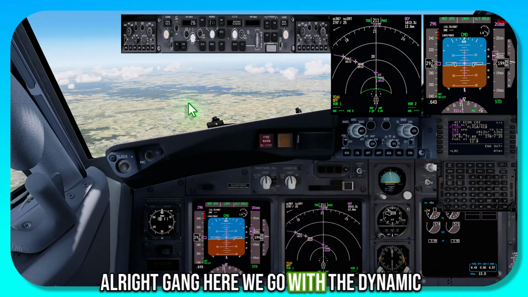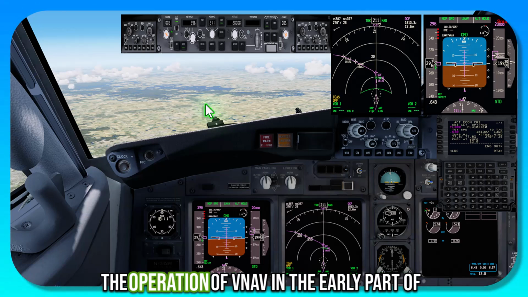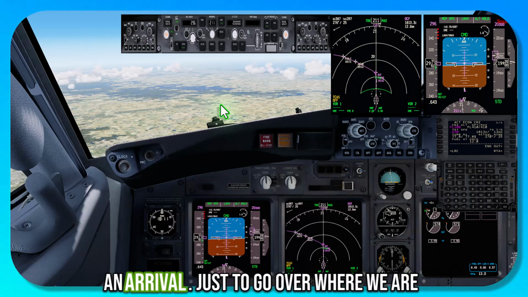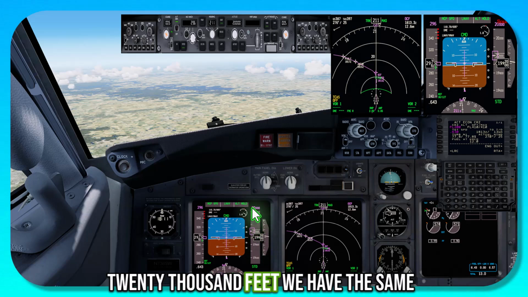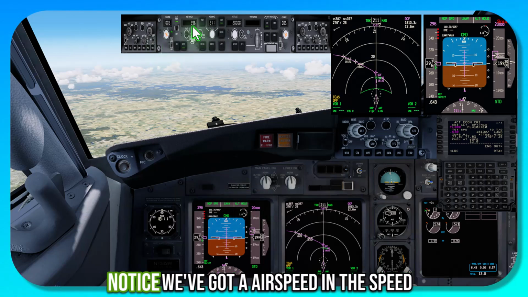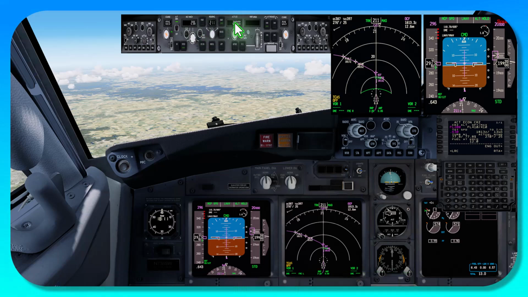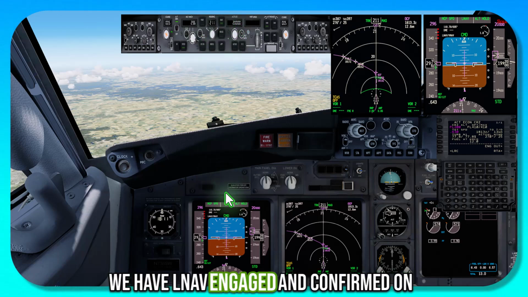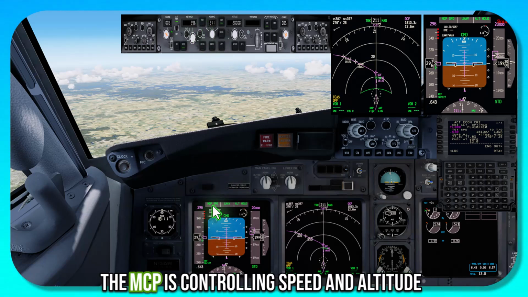All right, gang, here we go with the dynamic model that we're going to operate for the operation of VNAV in the early part of an arrival. Just to go over where we are at the present time, you can see we're at 20,000 feet. We have the same setup that we had with the PowerPoint. We're in the mode control panel mode. Notice we've got an airspeed in the speed window. We're at 20,000 feet. We have LNAV engaged and confirmed on the FMA. VNAV is not engaged. Therefore, the mode control panel is controlling speed and altitude.